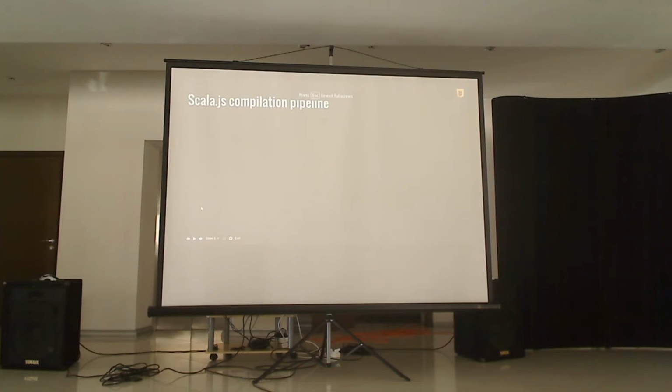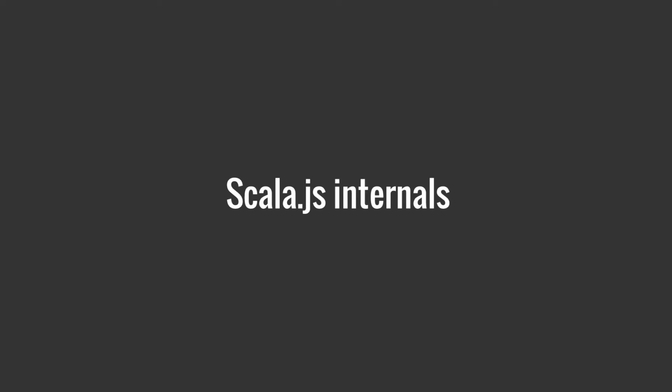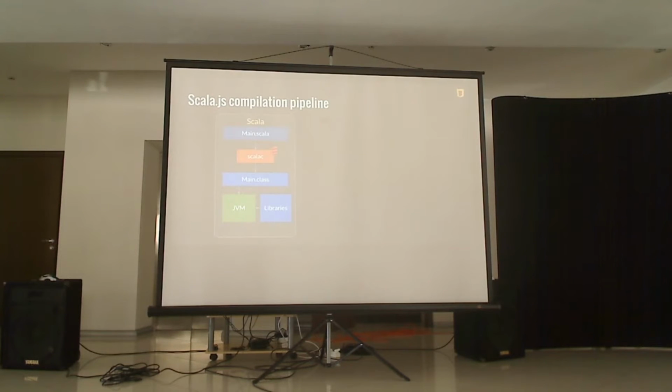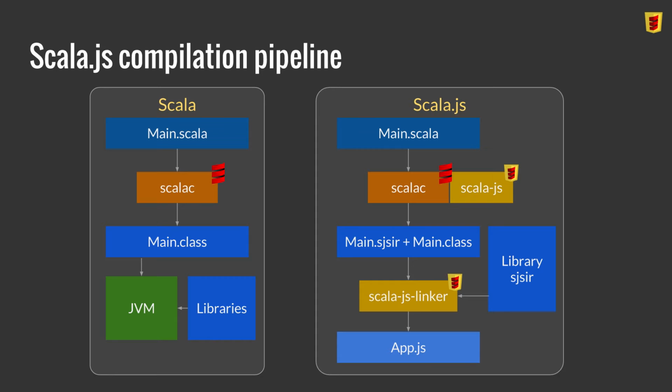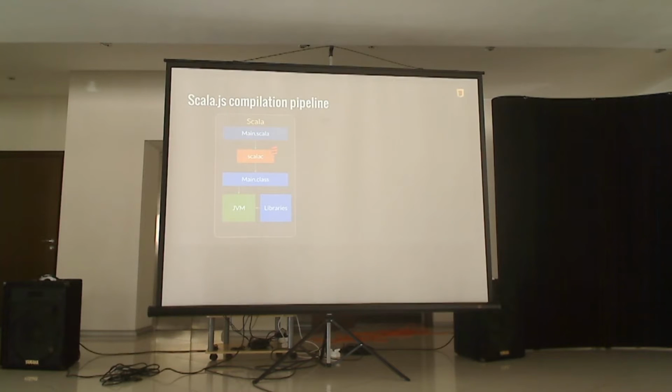So let's look at the internals of what happens inside the Scala.js compilation pipeline. This is the normal Scala compilation. You have a source code, you run it through the compiler, you get a class file, which is JVM bytecode. You pass it on at runtime to the JVM, and the JVM then pulls in all those other libraries from jars, and then that's your application.